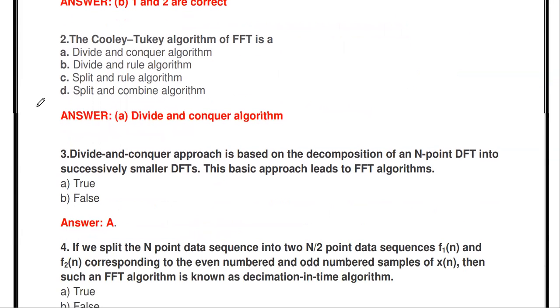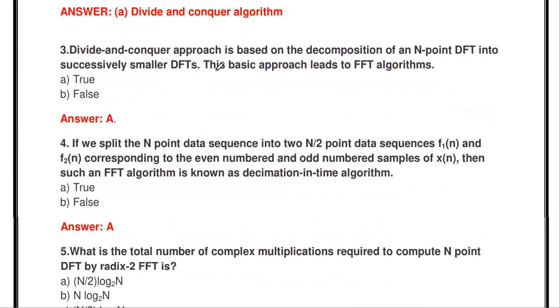Then the next one: the Cooley-Tukey algorithm of FFT is a divide and conquer algorithm, also called a split and combine algorithm. Here the input sequence is broken into two sequences, we perform the DFT, then we combine. That's why this algorithm is called a divide and conquer algorithm.